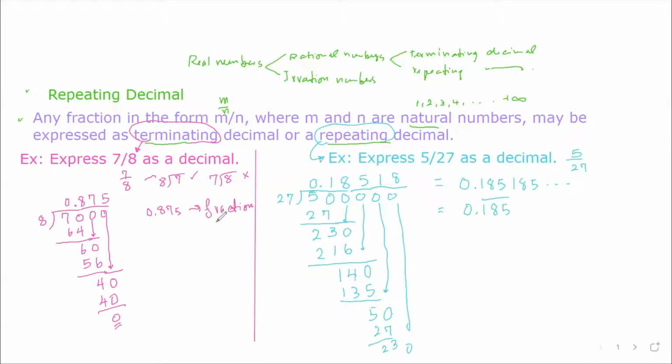Fraction. We have to convert to a fraction. So in this case, we can use 875 divided by 1000, because after the decimal there are 3 digits, so it becomes 1000, correct? And if you simplify this one, you're going to get 7 over 8 again.